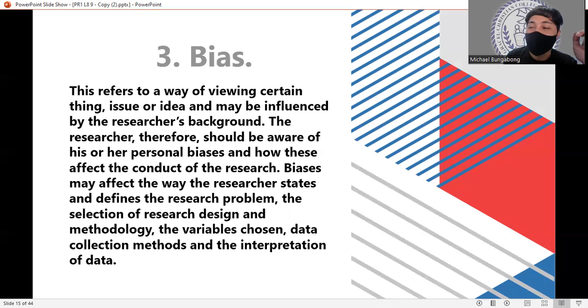So meaning when you make a research or when you make a study, whatever it is, do not manipulate just to satisfy yourself because this is what you want to happen. So you have to avoid that because biases may affect the way the researcher states and defines the research problem, the selection of research design and methodology, the variable chosen, data collection methods, and the interpretation of data. If there is a bias, if you cannot avoid that, then there is a manipulation to your study. Then therefore, how can we say that your topic has credibility, right?